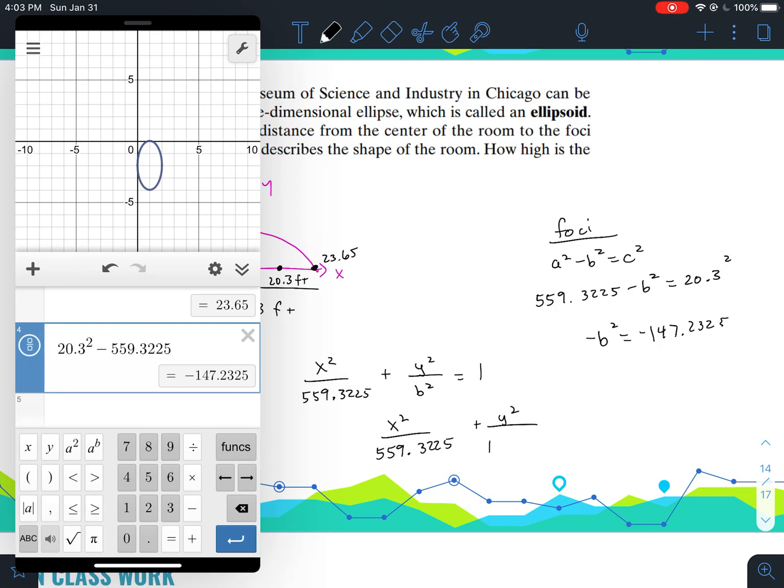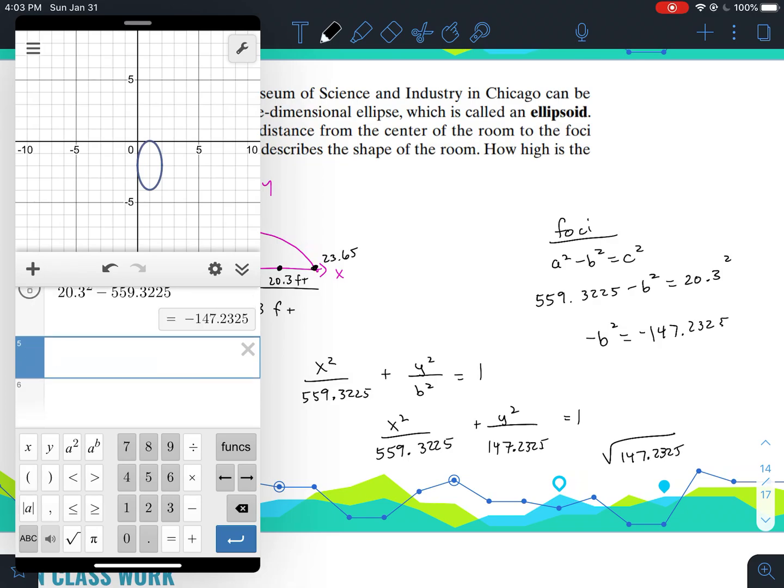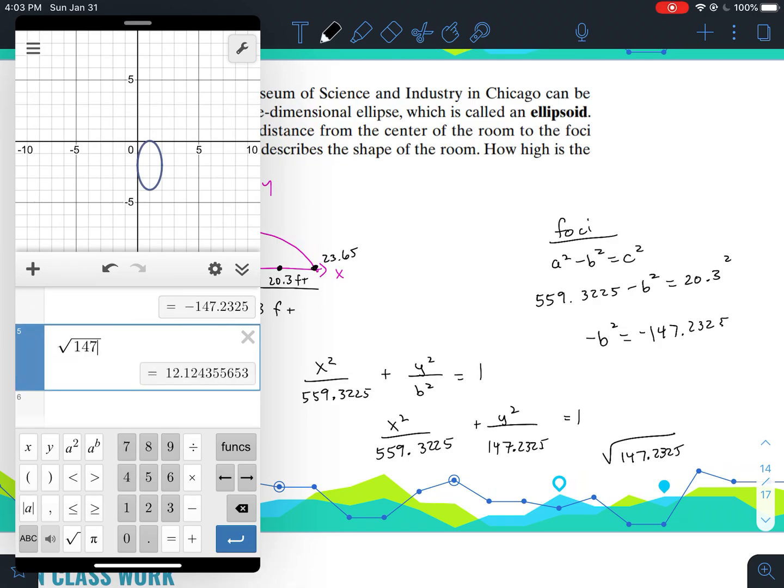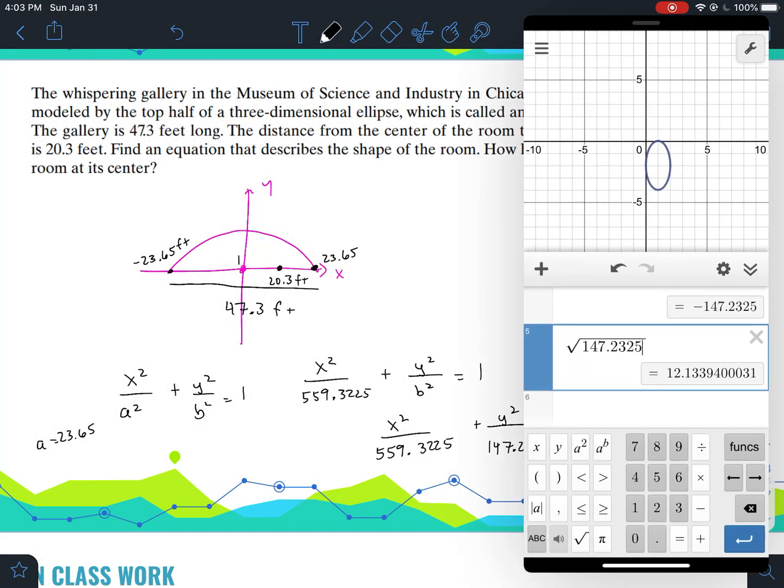So the equation for this ellipse is going to be x squared over 559.3225 plus y squared over 147.2325 equals 1. So to figure out how tall the room is from the center, we need to find b. Well, we know b squared is 147.2325. So if I took the square root of that, then the height of that room is going to be about 12.13 feet. So this distance right here would be 12.13 feet, which would be the height of the room at its center.